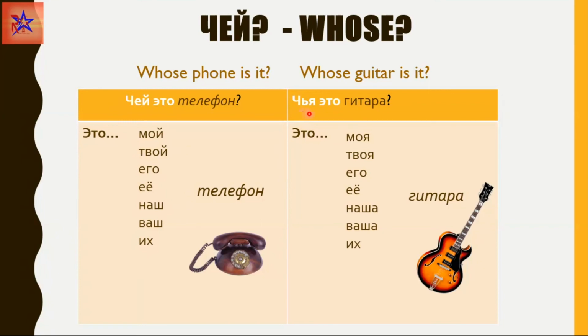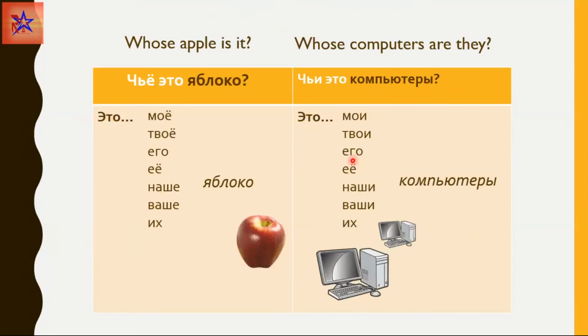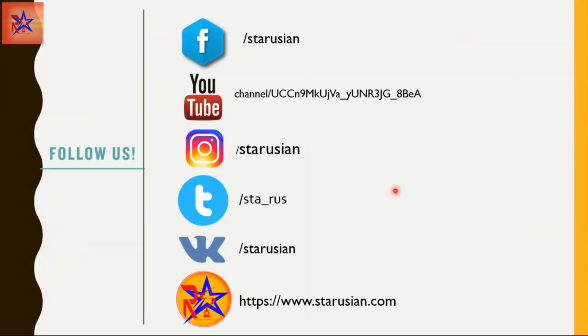For feminine, you say чья – это гитара. Это моя гитара would be an answer. For neuter gender, you say чье. Чье это яблоко? For example, это мое яблоко. Or это твое яблоко. And at last, for plural, you use чьи. Чьи это компьютеры? Это мои компьютеры. Or это твои компьютеры. And that's all. That's it. That's quite easy.